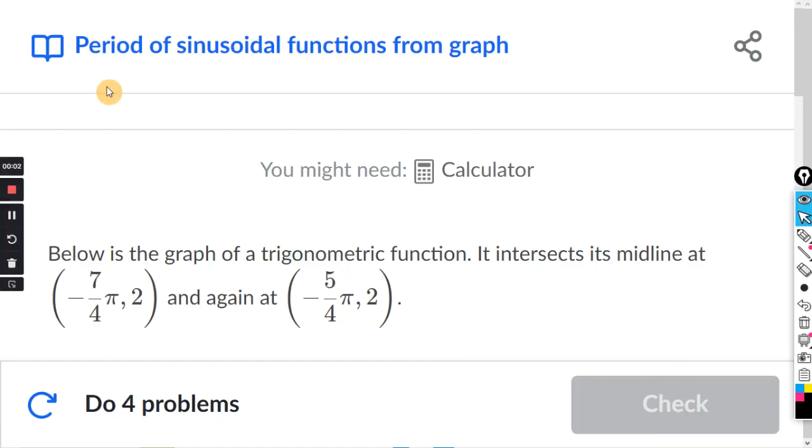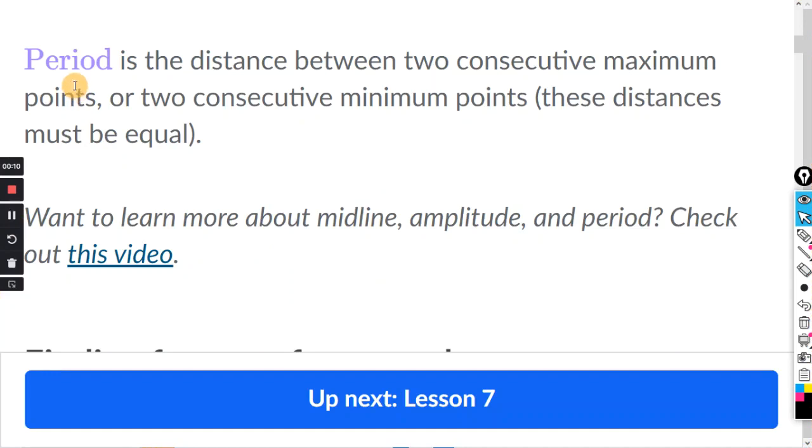This will be for the exercise, period of sinusoidal functions from graph. So by definition, period is the distance between two consecutive maximum points or two consecutive minimum points. These distances must be equal.